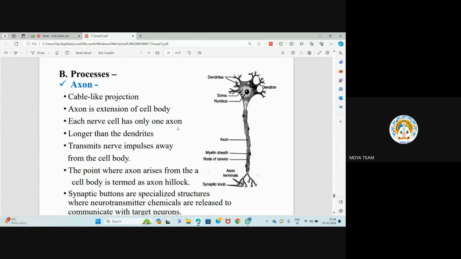The point where the axon arises from the cell body is termed the axon hillock. Okay, so here comes an important terminology. Where the axon originates from the cell body, that portion is known as the axon hillock. Let me mark that portion. So from where the axon gets started in the cell body, this portion is known as the axon hillock.